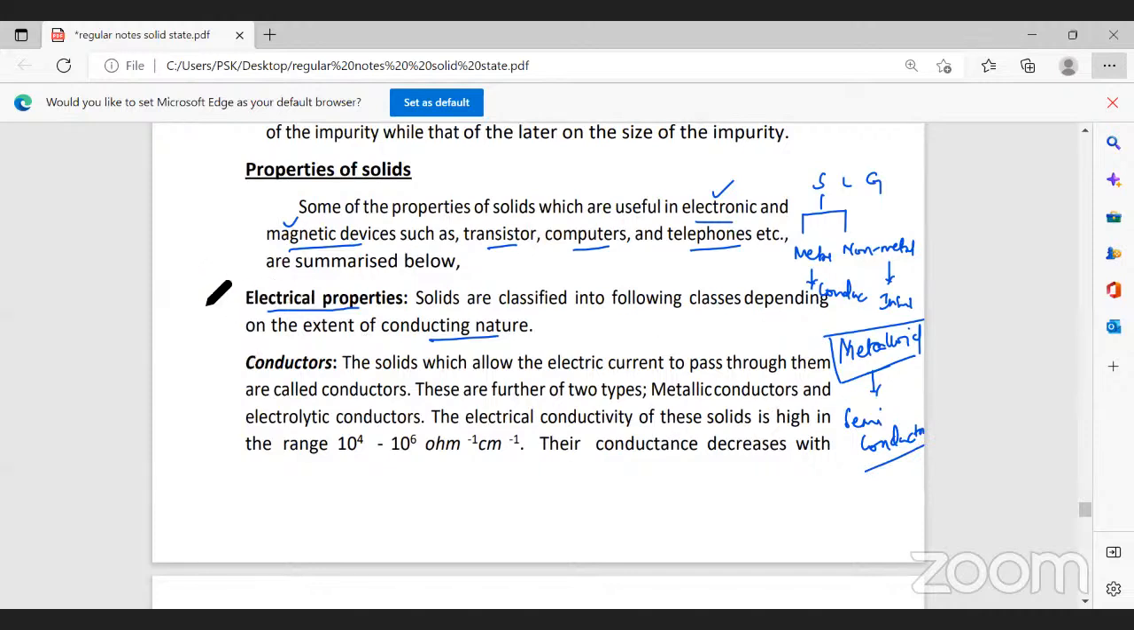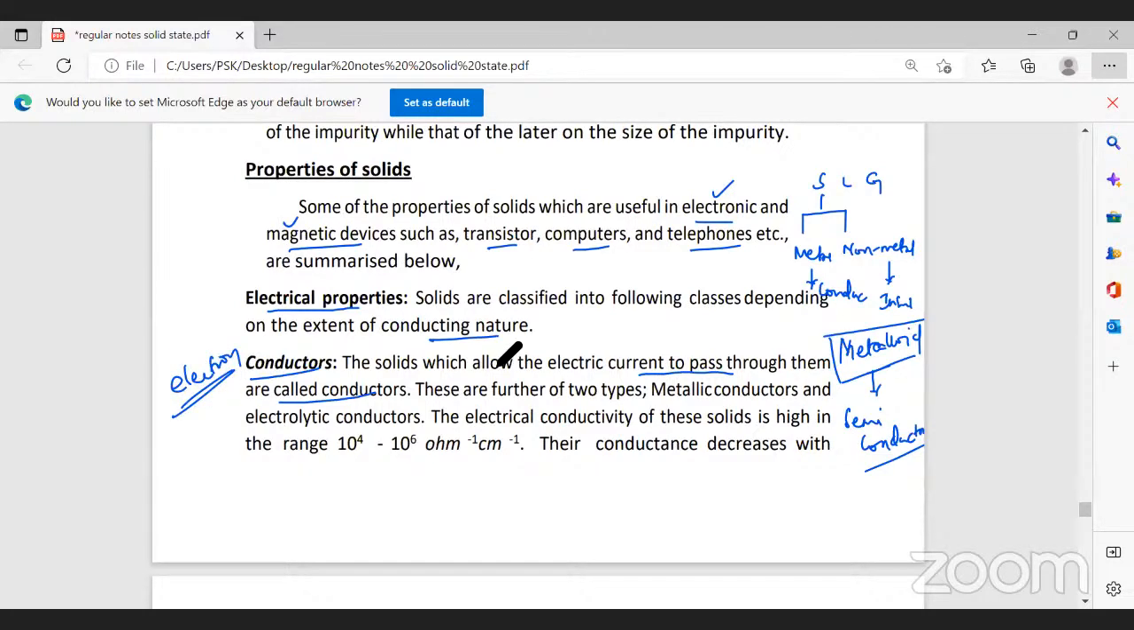Now, the first property we're talking about is electrical property. Solids are classified into the following classes depending on the extent of conducting nature. Solids which allow the electric current to pass through them are called conductors. All the metals are conductors because metals allow the electric current to pass through. In case of metals, you should remember the charge carriers are electrons. What carries current is electrons.